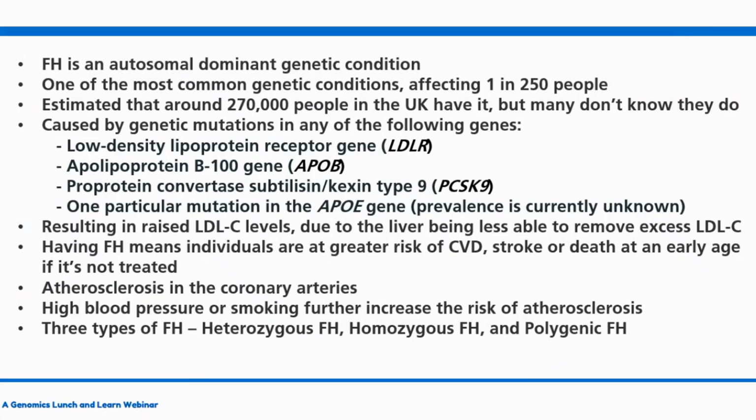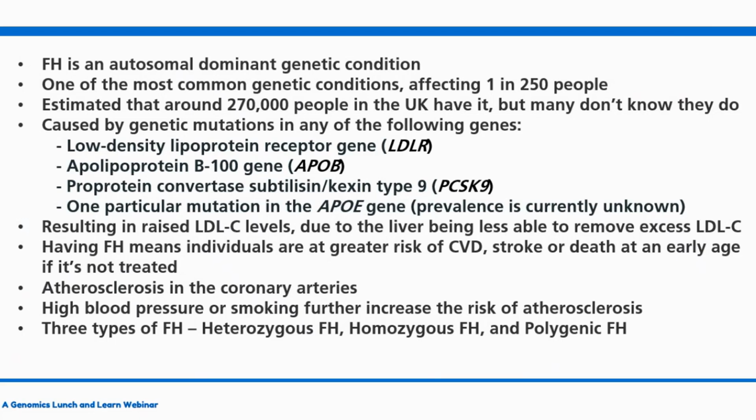There are 3 types of FH: heterozygous FH, homozygous FH, and polygenic FH. Heterozygous FH means an individual only needs to inherit 1 copy of the faulty gene, whereas homozygous FH means an individual has inherited 2 copies of the faulty gene. So in that situation, they've inherited 1 copy from mum and 1 copy from dad. But with heterozygous, as I said, you only need to inherit 1 copy to be affected, and that means the faulty gene has been inherited from mum or dad, whichever parent is the affected parent.